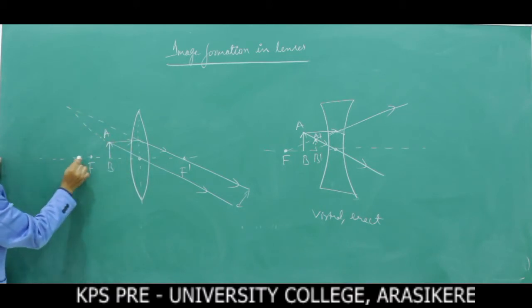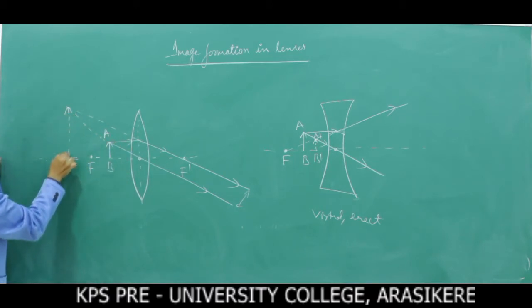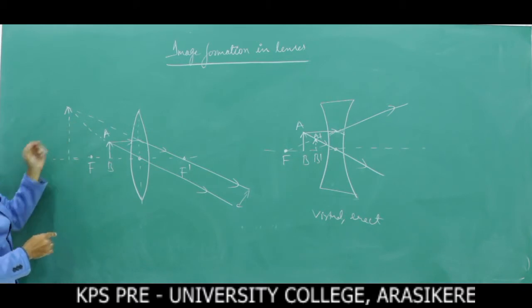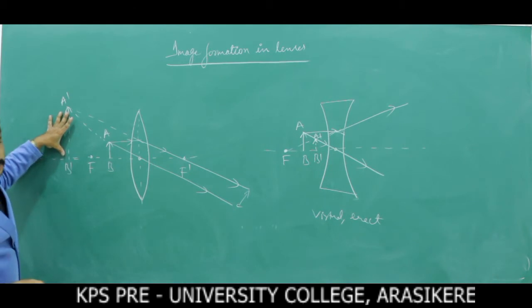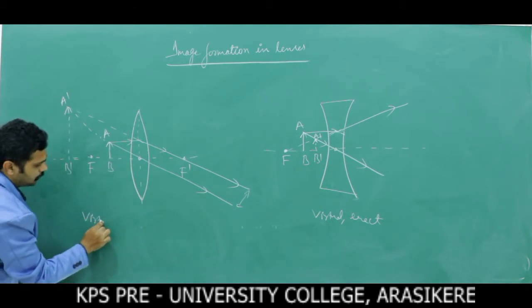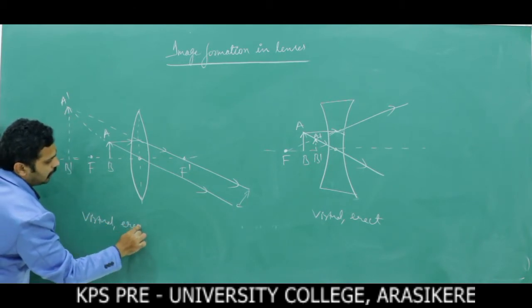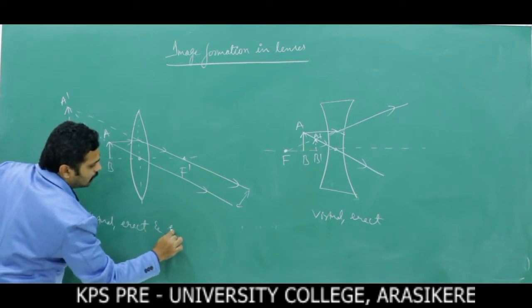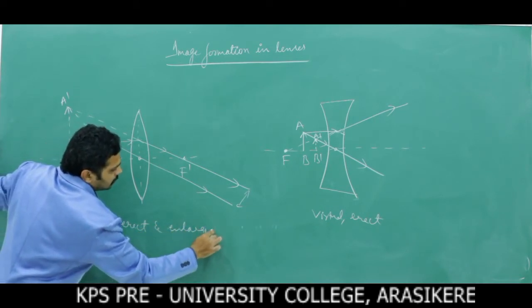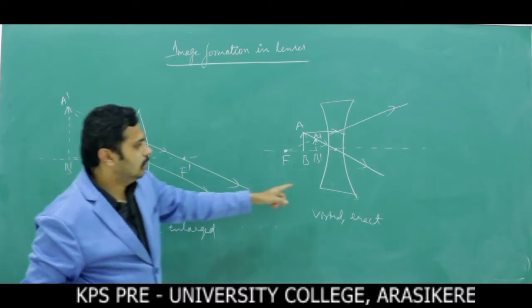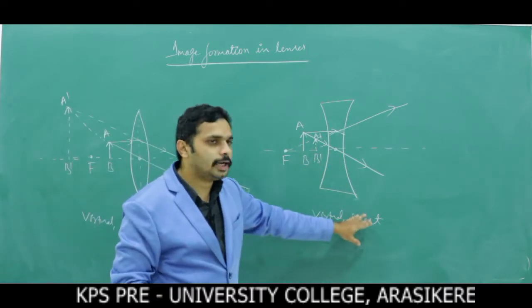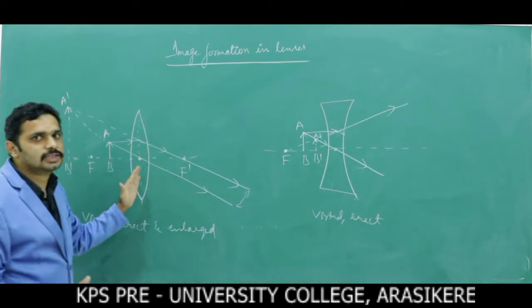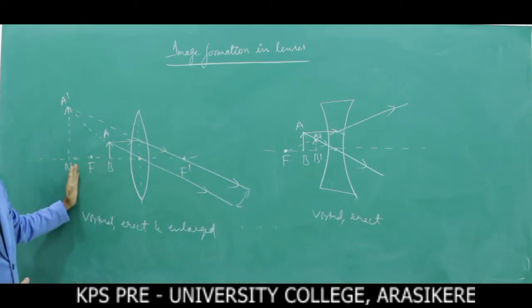Now look at here, this is the virtual image, not real image, virtual image. Know that virtual is always erect. This is a virtual, erect and enlarged image in a convex lens. But in a concave lens, the image is always virtual, erect and diminished. But in a convex lens, it depends on the position of the object.